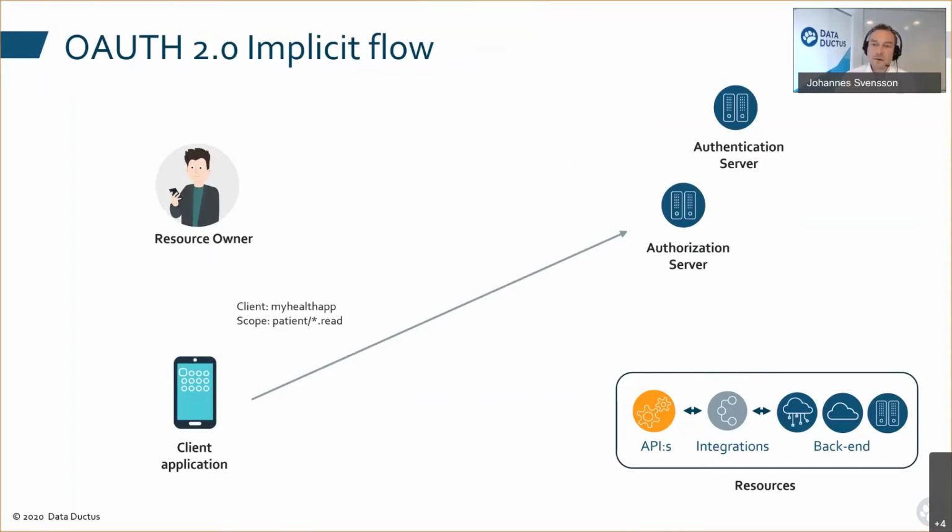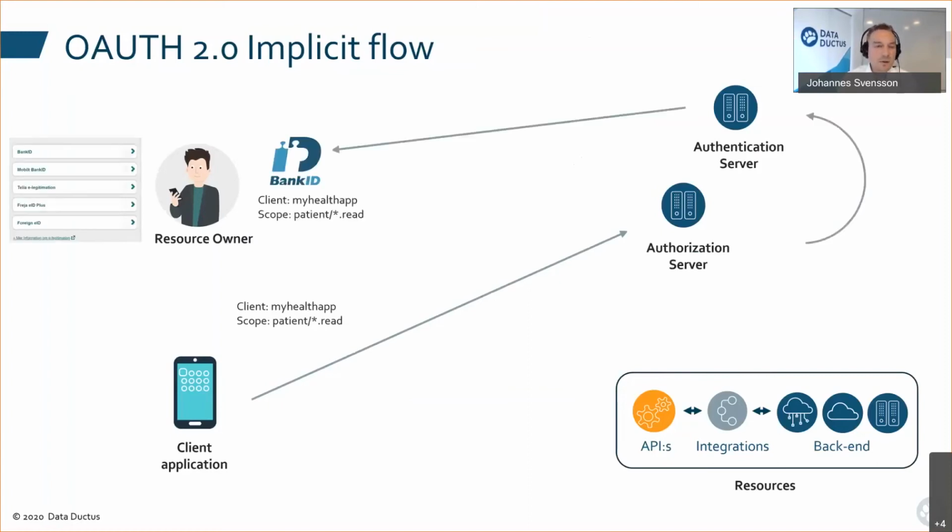And the authorization server turns around to the authentication server because you need to know who is actually trying to request this data. So the user is challenged to identify himself, and that could be done by BankID, a username and password, or maybe a fingerprint or something like that. As long as you follow the OpenID Connect standard, it's easy to plug in different ways of identifying yourself. And at the same time as you identify yourself, you also consent that you give access to the MyHealth app to read your patient data.